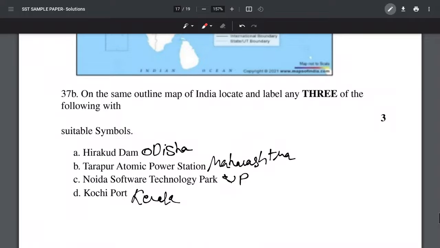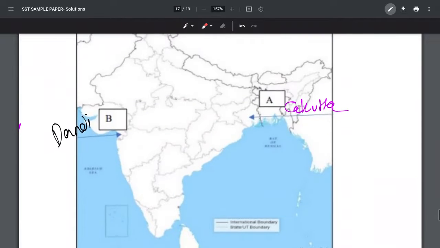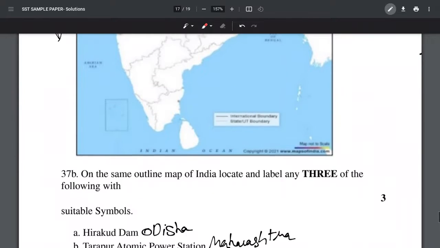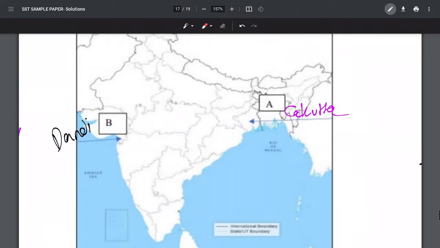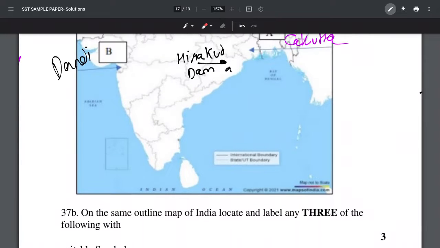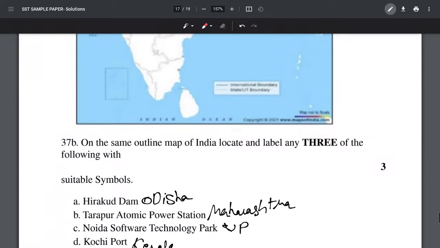Now we can locate it. So here you see, let's come back to the same map. They are set on the same map, right? All right. So first one, we will locate Odisha, right? Yes, Hirakud Dam. So Hirakud Dam will be somewhere over here. This is Hirakud Dam. Correct. Okay. All right. What is the question number? A. Okay, this is A. All right. Now, next one.